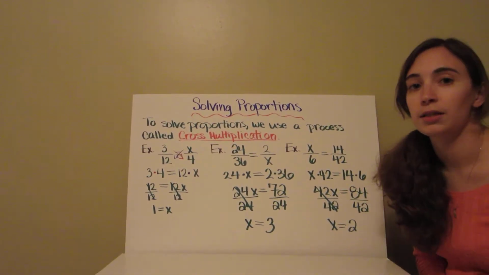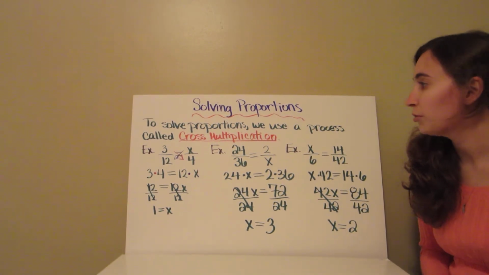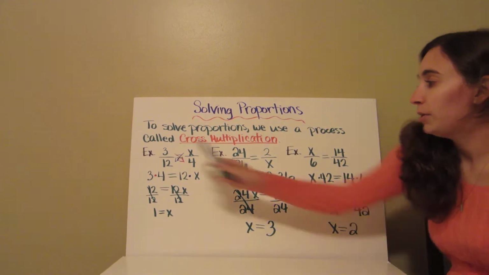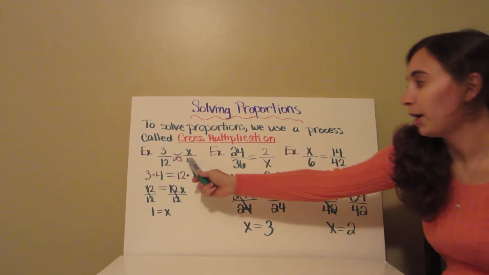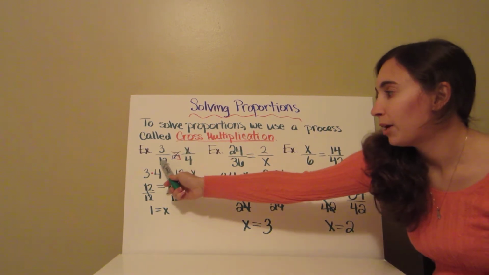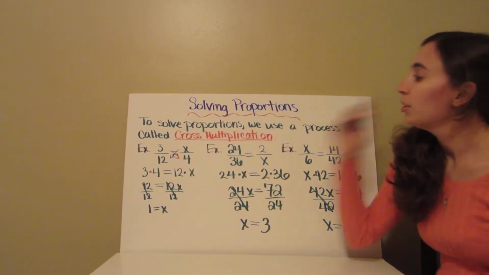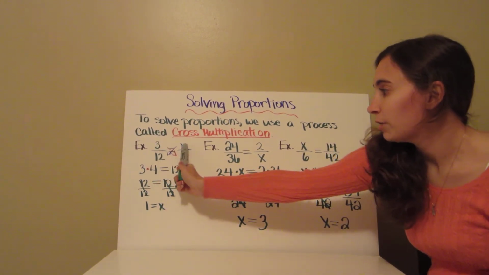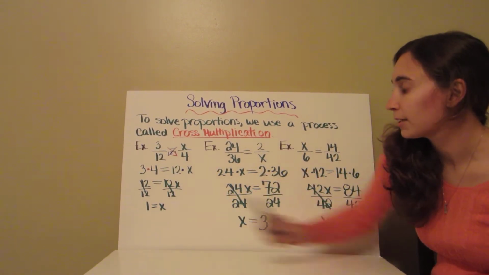Solving proportions. In order to solve proportions, we use a process called cross multiplication. In cross multiplication, we simply take the top number and multiply it by the one that's across from it, and the top number on the other side and multiply by the one across from it. So in this case, we have 3 times 4, here 3 times 4, and x times 12, 12 times x.